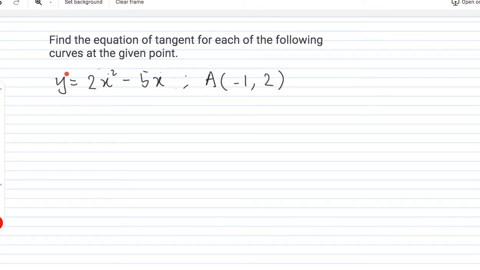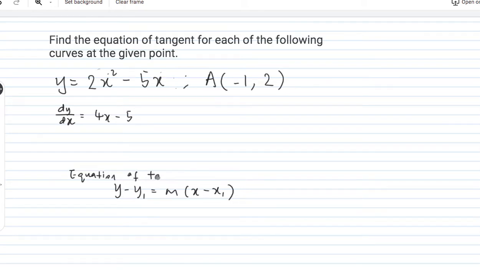Okay? So, equation, again, dy/dx, I do again, 4x minus 5. This is the equation of tangent. And why do we want to find this one? We want to find this because we want to find the gradient. Later, we want y minus y1 equals m times x minus x1. This is finding the equation.